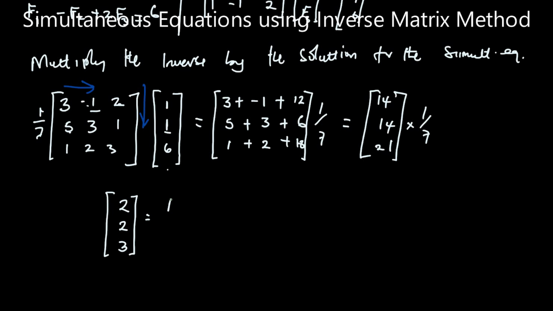This will be the solutions for F1, F2, and F3, meaning that F1 is equal to 2, F2 is equal to 2, and F3 is equal to 3. And that is how you solve the simultaneous equation using the inverse matrix method.